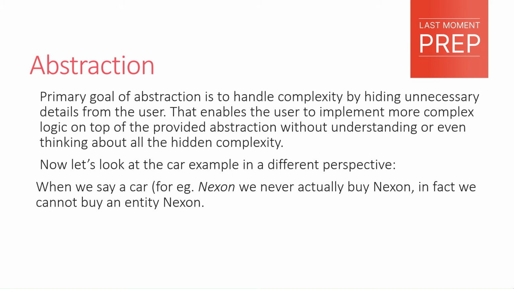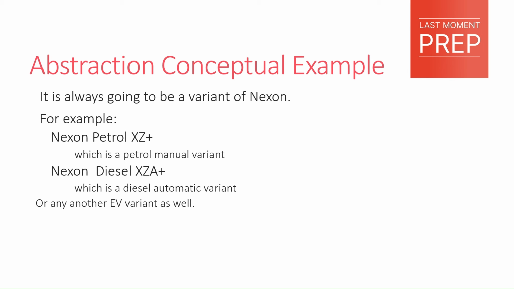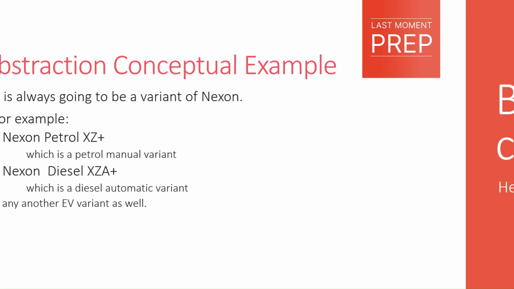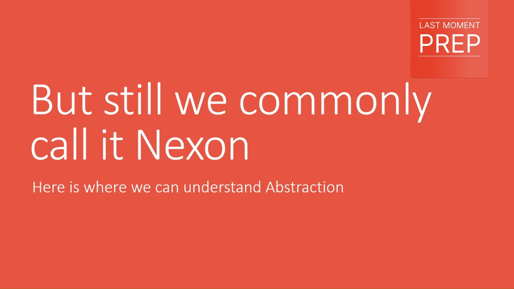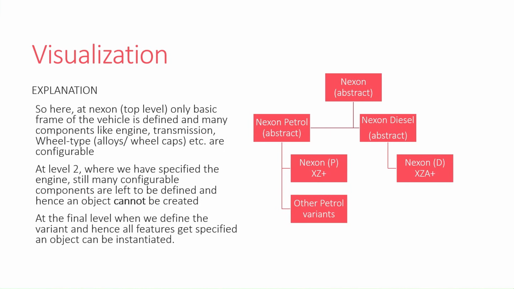Now let's take a look at the car example from a different perspective. When we say that we buy a Nexon, we are not actually buying a Nexon, but some variant of Nexon. Nexon Petrol XZ Plus could be an example of a petrol manual variant. Then there is a Nexon Diesel XZA Plus, which could be a diesel automatic variant, or any other EV variant as well. But still, we commonly refer to it as a Nexon, right? Here is the abstraction that goes under the hood.